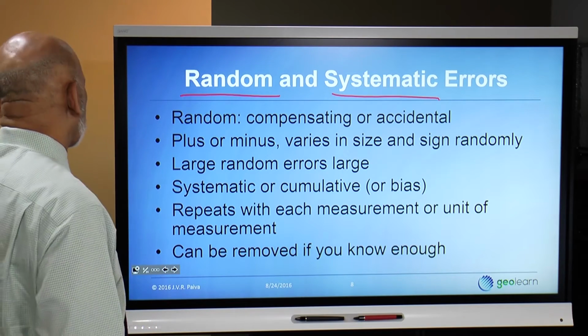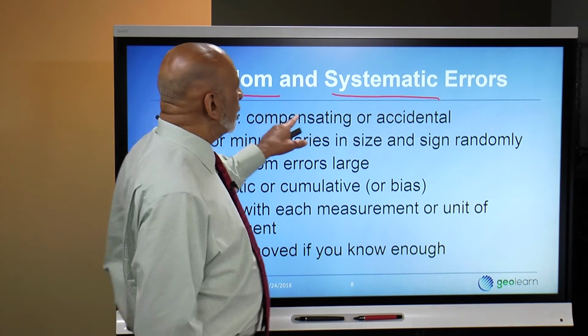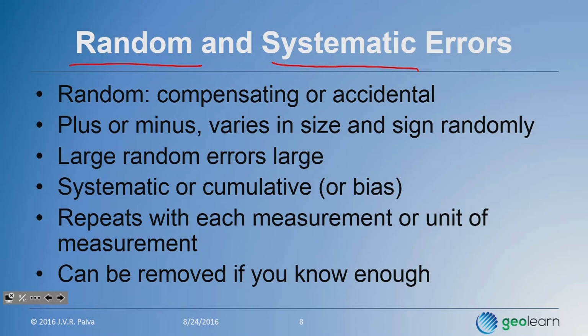So random errors also have older synonymous terms that you'll see in some older books: compensating error or accidental error. Accidental error is a really bad term, and so I prefer not to use it at all, but you might run into it when you read books, not just on surveying, but other topics as well. And then we have compensating error, and I'll talk about that here in a second. So get to the next bullet.